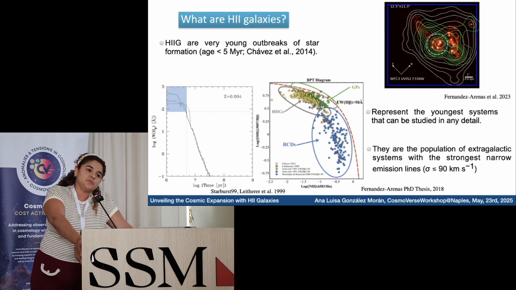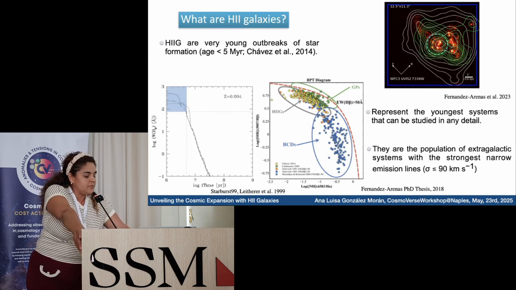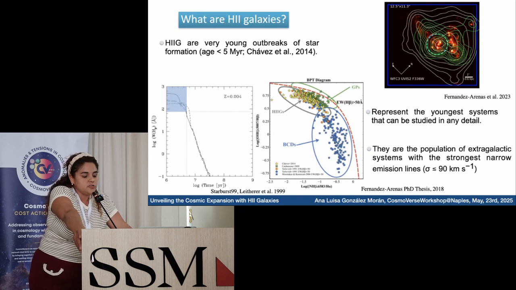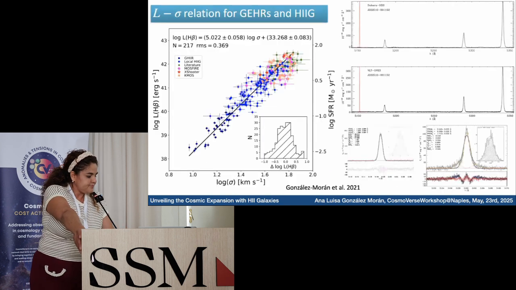And when we observe H2 galaxies using very high spatial resolution, we can see that we have several clumps inside one galaxy. This means that H2 galaxies represent the population of the youngest systems that can be studied in any detail. Also, by selection, they are the population of extragalactic systems with the strongest and narrowest emission lines, typically with velocity dispersion less than 90 kilometers per second.